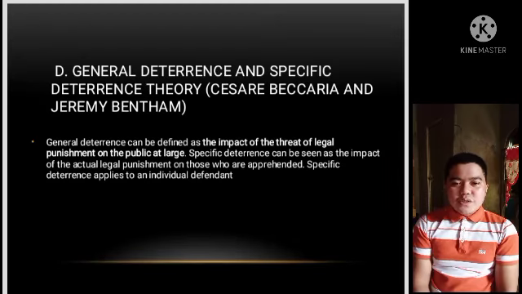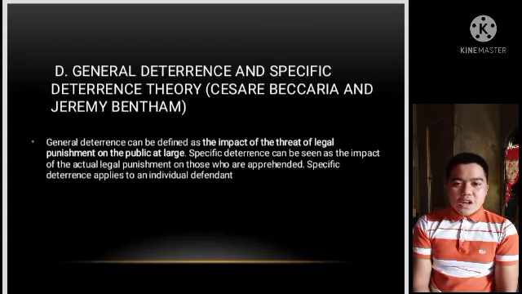D. The general deterrence and the specific deterrence theory by Cesare Beccaria and Jeremy Bentham. General deterrence can be defined as the impact of the threat of legal punishment on the public at large. Specific deterrence can be seen as the impact of actual legal punishment on those who are apprehended. Specific deterrence applies to an individual defendant. When the government punishes an individual defendant, he or she is theoretically less likely to commit another crime because of fear of another similar or worse punishment.